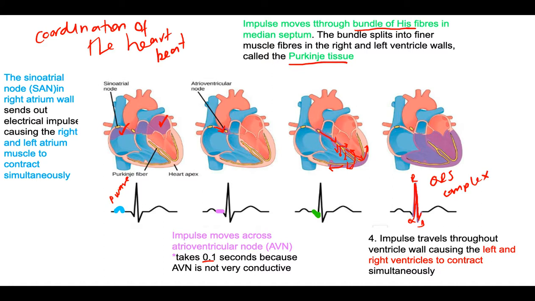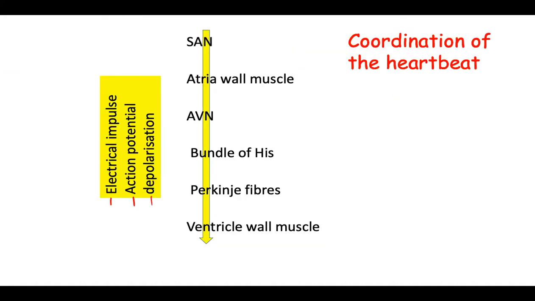Okay, so in a nutshell, the electrical impulse, also known as an action potential, or you could say depolarization, goes from our SAN to our atrial wall muscle, through the AVN, through the bundle of His in the median septum, out through the Purkinje fibers, and eventually we get our ventricle wall muscle contracting.